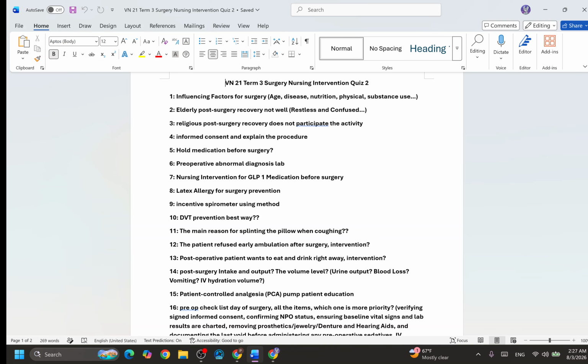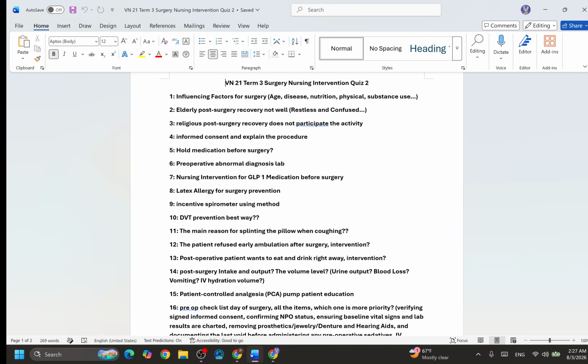Okay, there's two reasons most likely. The number 1 reason actually is holding the pillow, and with the pressure will decrease the pain. That one is the majority reason. And the number 2 reason is because we want to prevent the surgical site from popping out. Okay, so these are the two reasons, but the majority one is decreasing the pain.